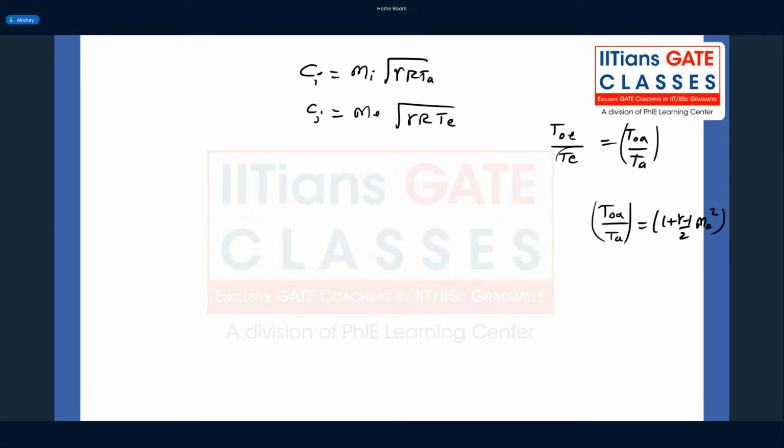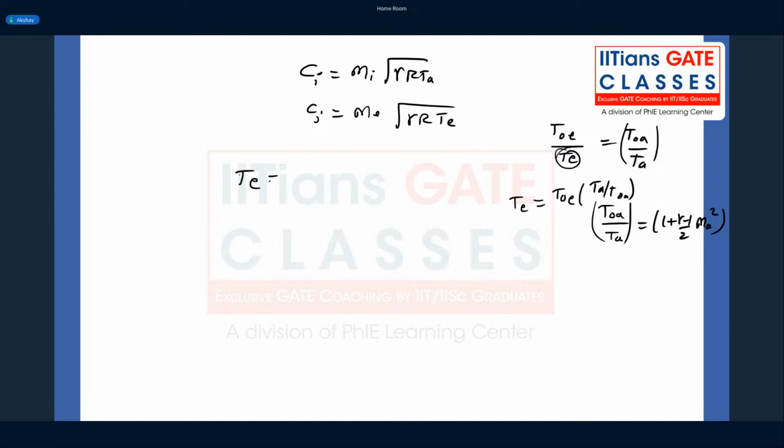So once you know this ratio, you can calculate what is Te, because Te is nothing but T naught E times Ta by T naught A. So you can always calculate. I'm just showing the different approaches, how we can proceed. So let us try to solve this problem using this approach. There are multiple approaches you can proceed with and get the same answer as long as you are doing it right.